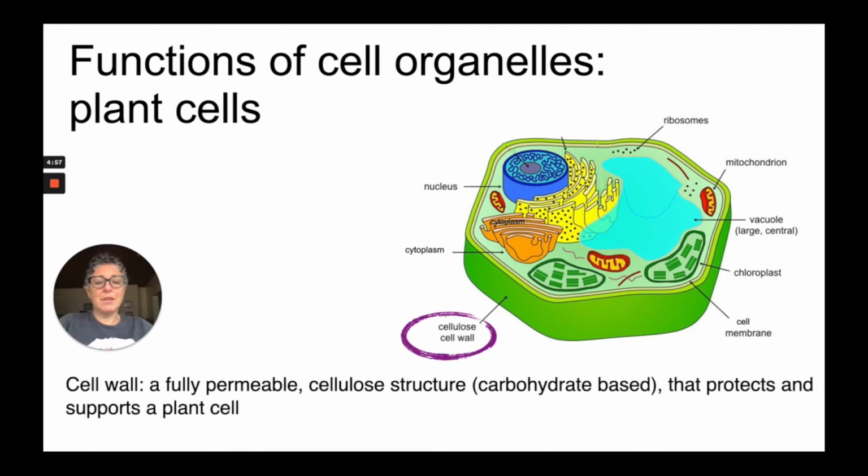And finally, we have the cell wall. The cell wall is fully permeable. That means that it just allows anything in and out, which is different than the cell membrane, which is going to allow certain molecules in, certain molecules out, stop molecules from moving in and out. So it is fully permeable. It is made of cellulose, which is a carbohydrate-based substance, and we'll learn more about that when we talk about biological molecules, and its function is to protect and support the plant cell.